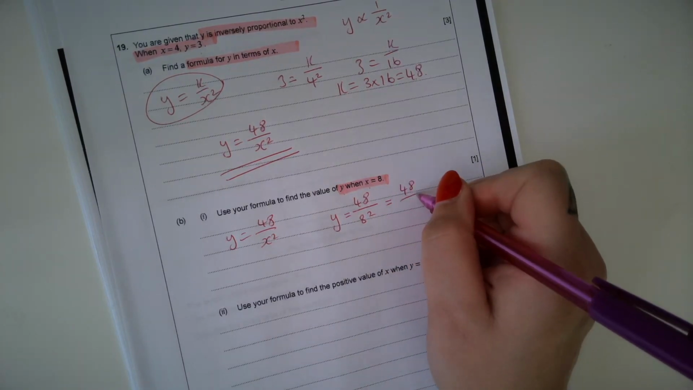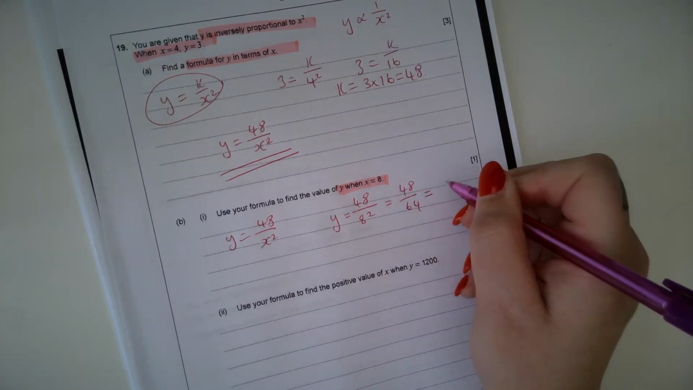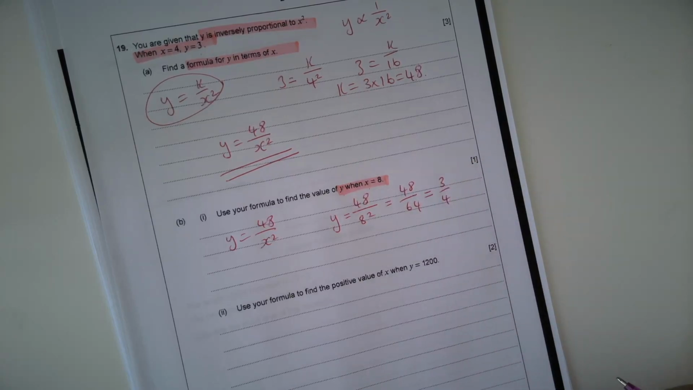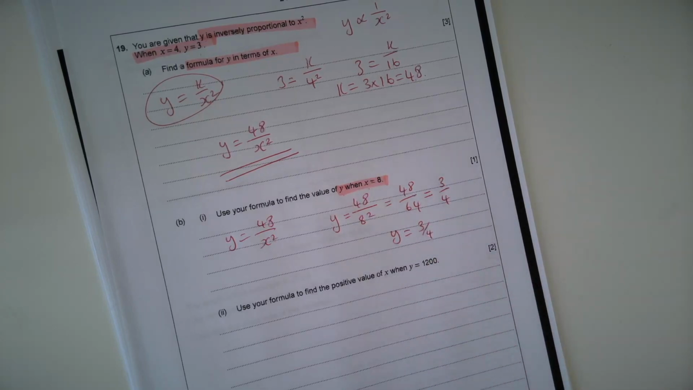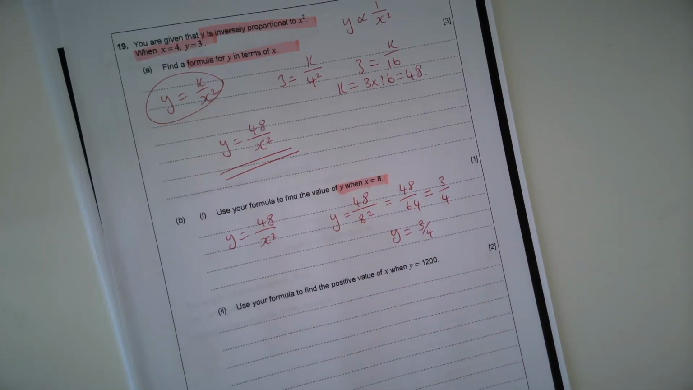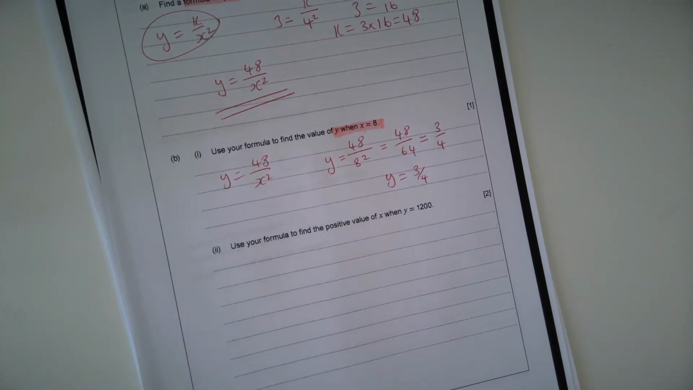That gives me 48 over 64. And when I simplify that, I get 3 over 4. So y equals 3/4 when x equals 8.